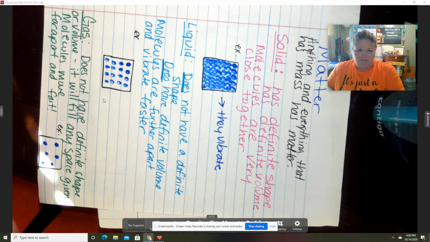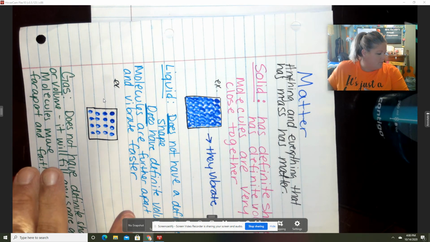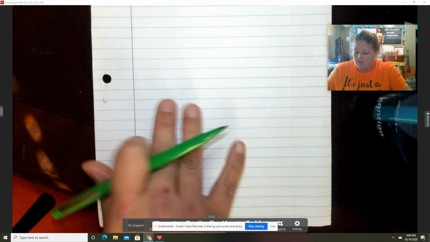We'll talk about matter again. I just wanted to introduce it to you so that you would know that everything has matter and it's made up of molecules. I'll put one more thing on the side, though I might have to do a second sheet, so I am just going to do a second sheet.